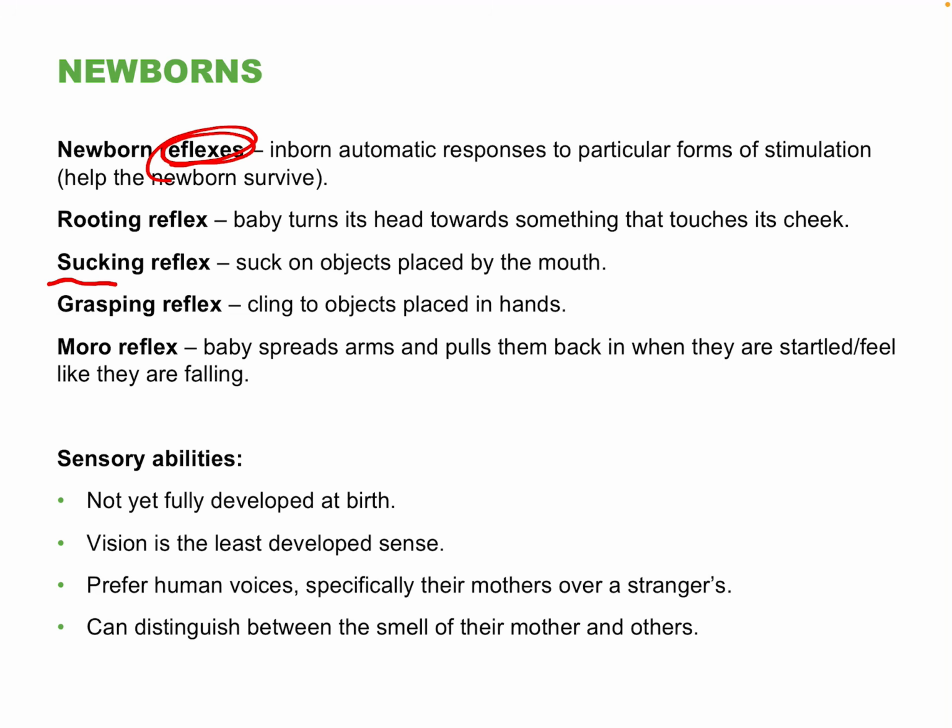Obviously, they have the sucking reflex. This is just something they do. It doesn't even have to be food. It could be any object. It could be your finger, right? They're going to suck on it. It's just a reflex. They have no control over that. It's just what they do. They also grasp things. That's the grasping reflex.